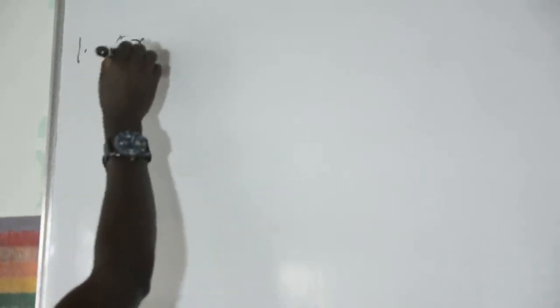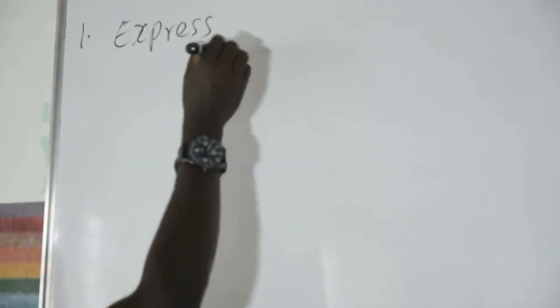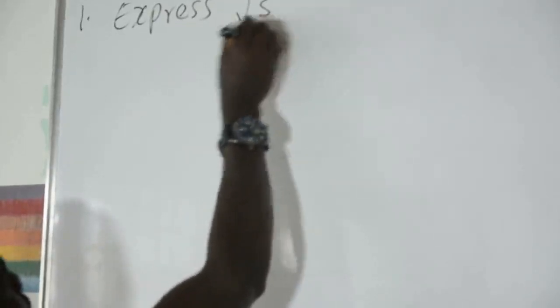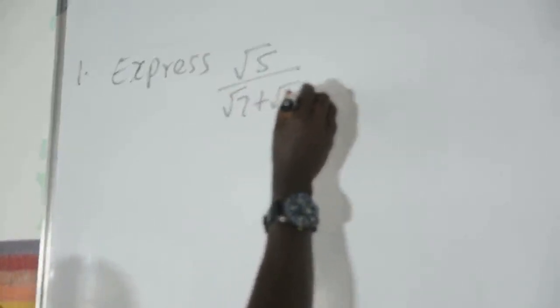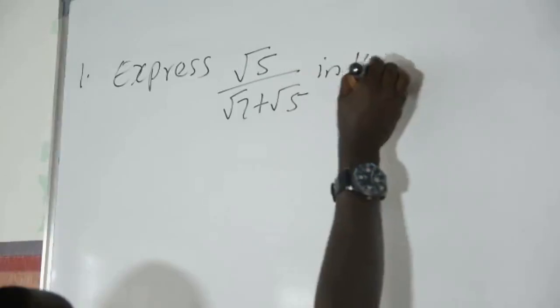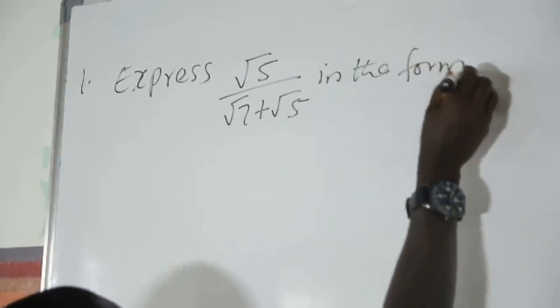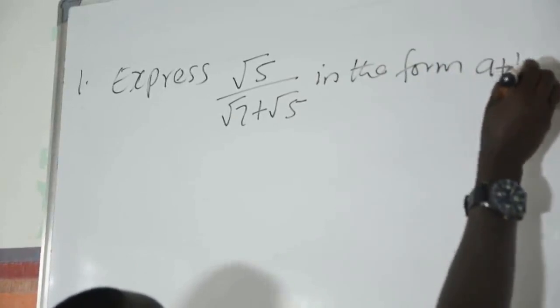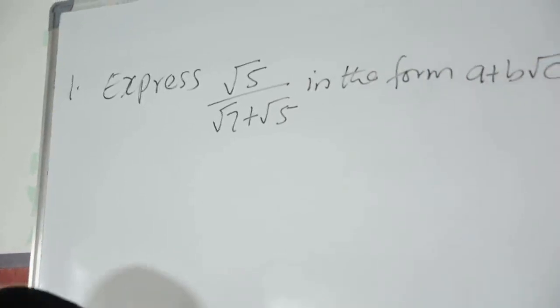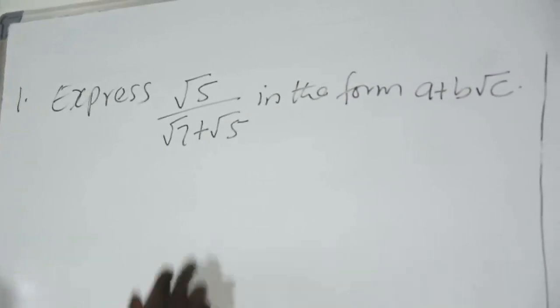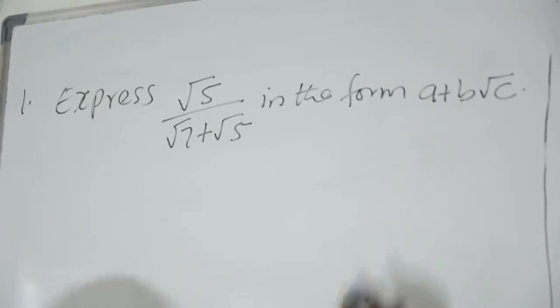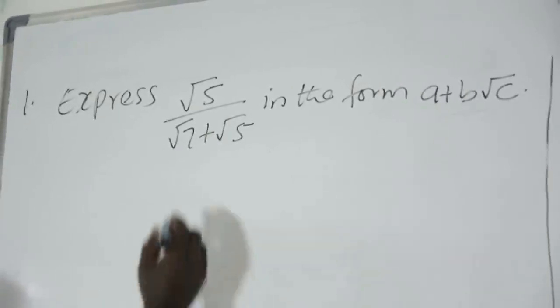Number 1 says simply express root 5 all over root 7 plus root 5 in the form a plus b root c. Now, to do this, we are going to simplify the whole of this and see how we can obtain something of this nature in our result. Alright, solution.